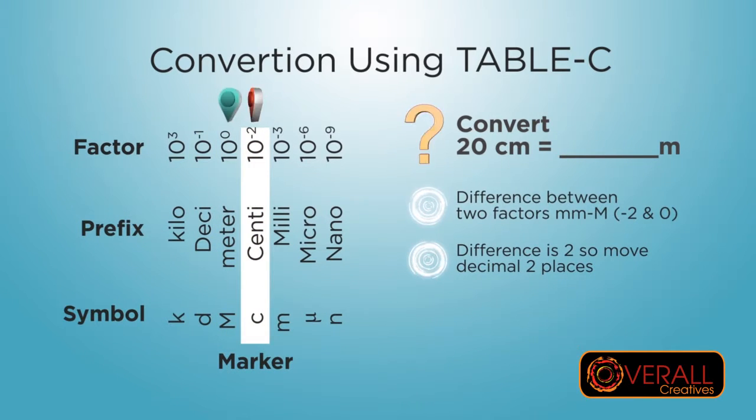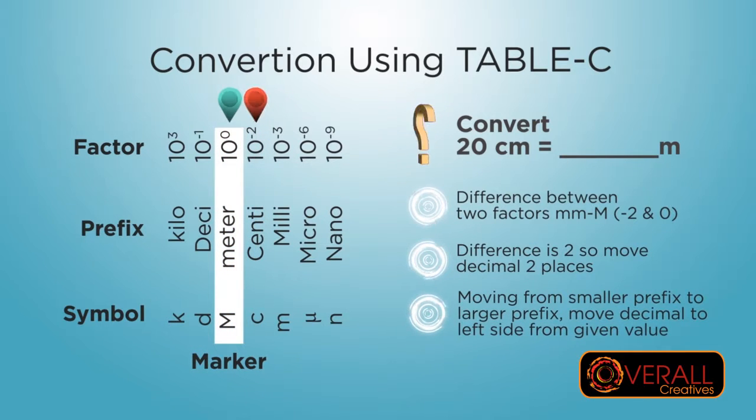It's 2 places. Since I'm going from centi to a base unit at 10 to the 0, I'm going to the left. There is no decimal point in this number. If there's no decimal point, it's assumed that it's going to be to the right over here. So you put that in, and now move it 2 places to the left. 1, 2. So I have 0.20 meters.